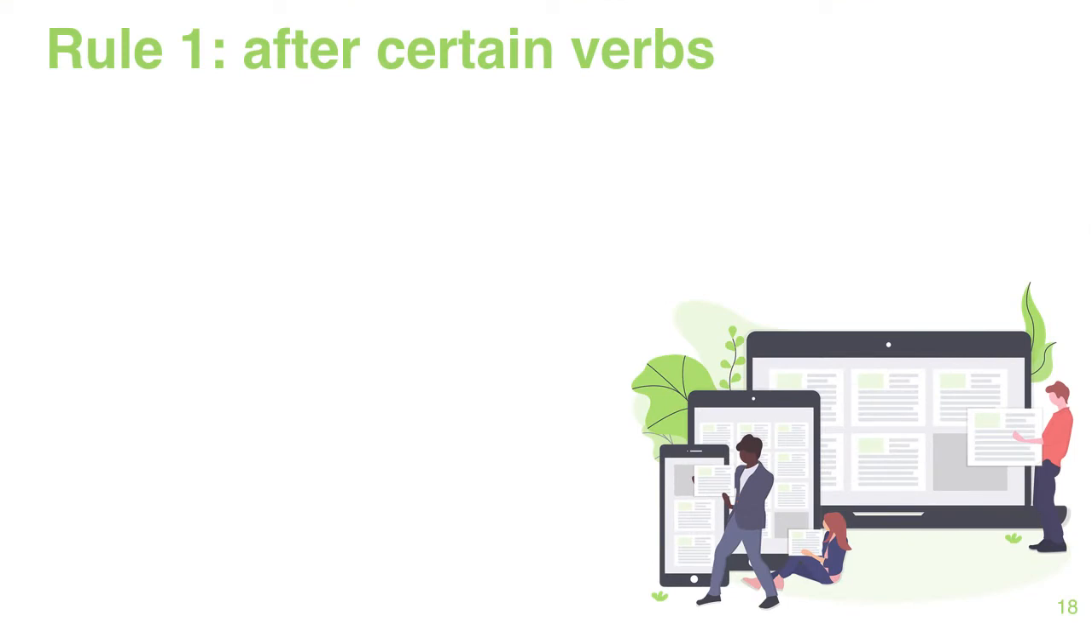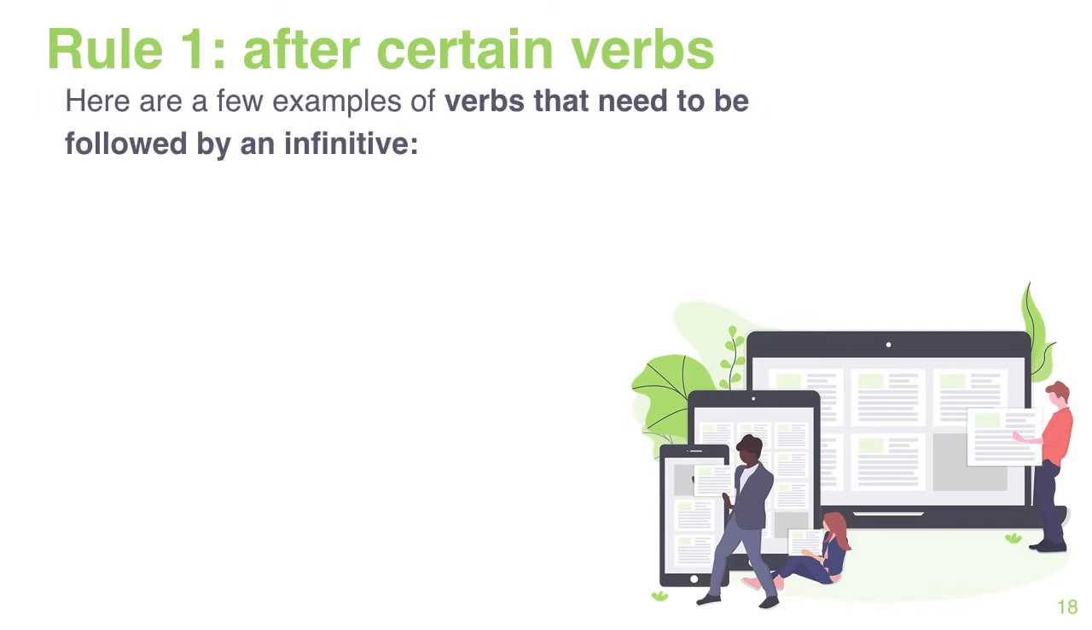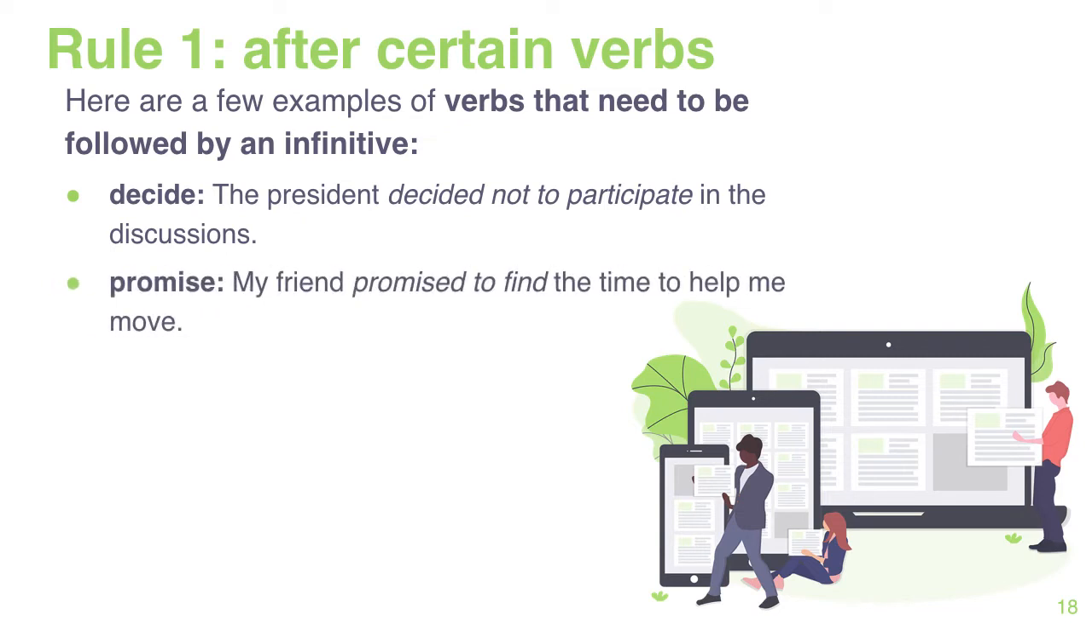Rule number 1, after certain verbs. Here are a few examples of verbs that need to be followed by an infinitive. For example, decide. The president decided not to participate in the discussion. Promise. My friend promised to find the time to help me move. Expect. I expected to know my exam grade tomorrow.